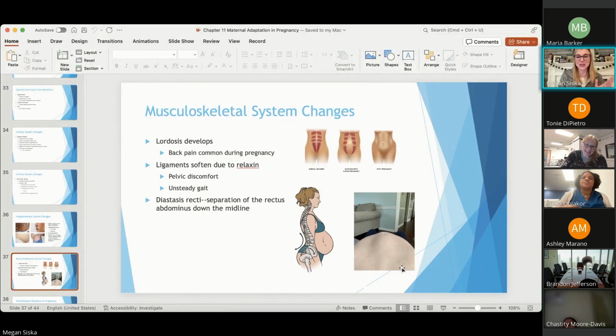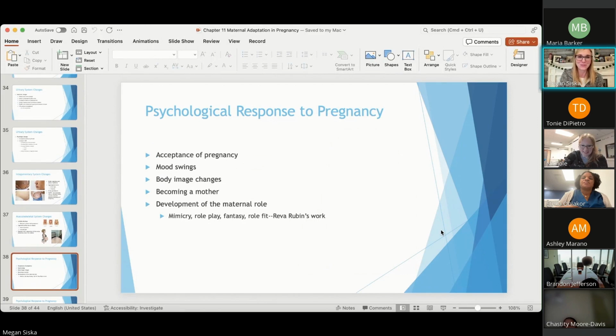But anyway, it's not harmful. It's just frustrating, you know what I mean? When your body looks different than it did before. And then some psychological responses. So acceptance of the pregnancy.